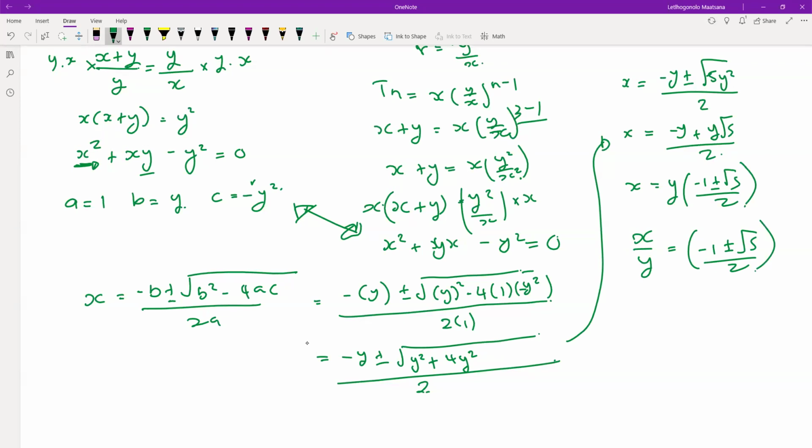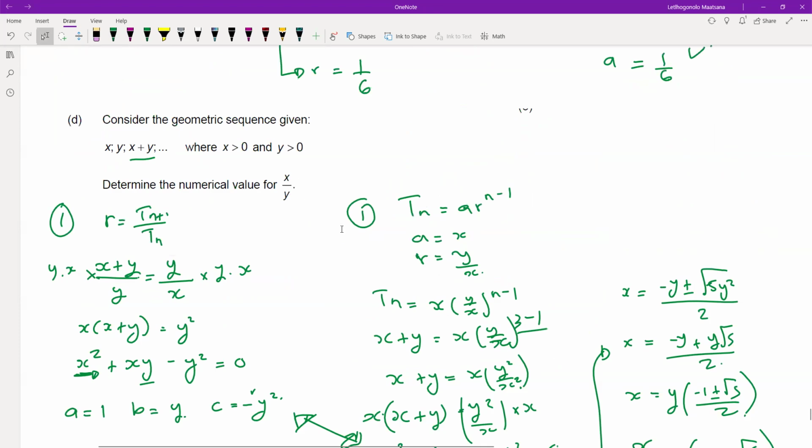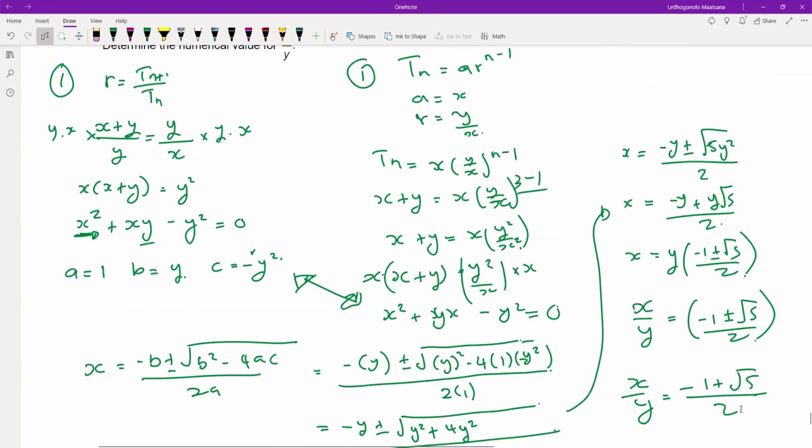Since we are told that it is a positive number, they did say x is greater than 0 and y is greater than 0, that means the division of the two must also be positive. Therefore, the only possible answer would be the plus sign and not the minus sign. So now we have found the ratio that they were initially asking us to find. So x over y is equal to negative 1 plus the square root of 5 over 2.